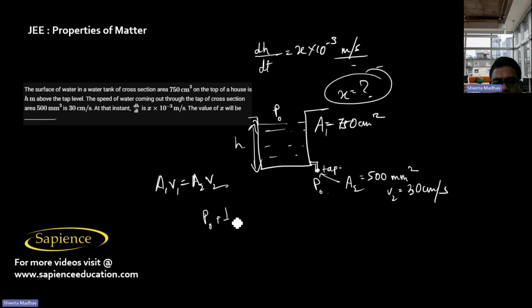So I will say P naught plus half. Here the velocity is V1. V1 is only dh by dt. That only we have to find, since that is given as x into 10 power minus 3 meter per second. Then the x value I have to find out.